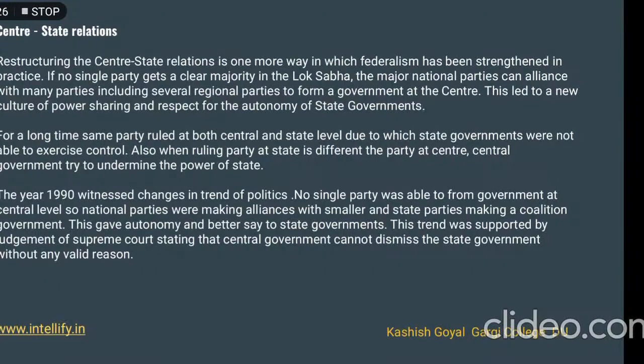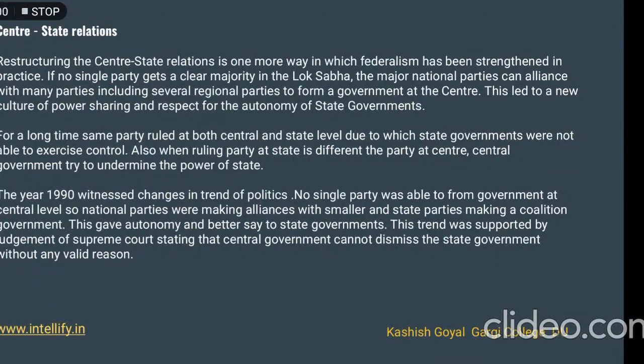As coalition government became very important, the role of state government also improved. Now state governments have a better say. The national governments were taking care of the considerations and desires of state governments in their ruling. Also this was strengthened by the judgment of the Supreme Court that said that it is very difficult for the central government to dismiss a state government without stating any valid reason, rather than an arbitrary one, right?